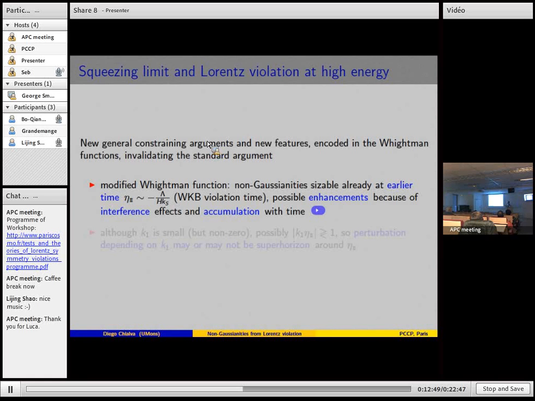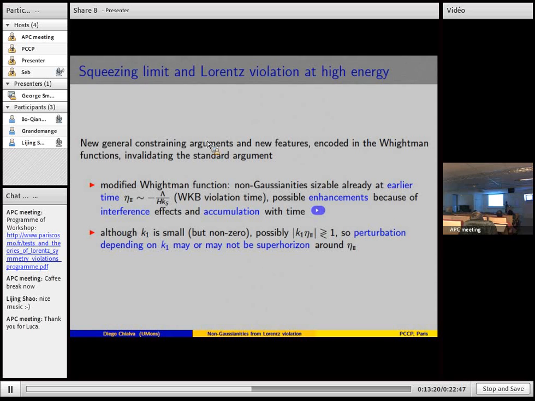Now the Whitman functions change. There are different dispersion relations. And the non-Gaussianities do not only peak at late times, but actually even earlier, for example, at the WKB violation time. There are possible enhancements, as I told you, because there can be interference and accumulation with time. The funny part is that although K1 is very, very small, this is the squeezing limit, of course it's non-zero because we are observing it, so it cannot be an infinite scale.